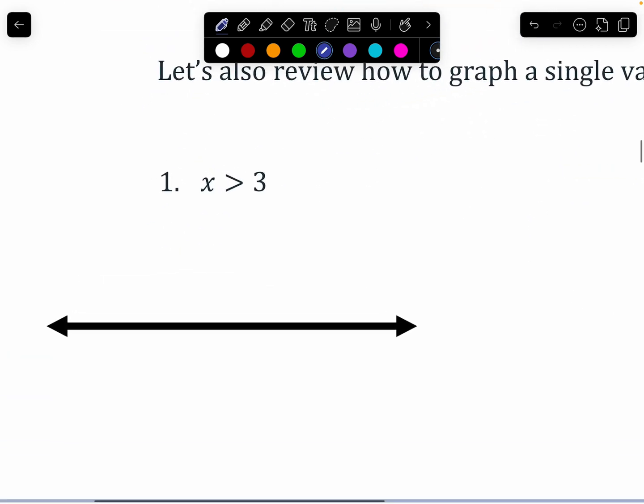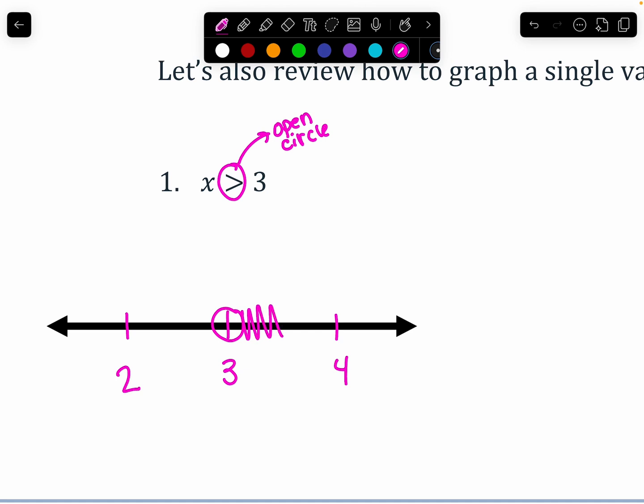So we are going to review how to graph a single variable inequality. You did this a lot in middle school. So we have right here that x is greater than 3. I always put my number in the middle. I put one thing that's bigger than and one thing that is smaller than. We're going to put a circle over 3. Now, the question is, is this circle going to be an open circle or a closed circle? We get that information based on our inequality symbol. Because there is no equal sign, this will be an open circle. And then we read this as x is greater than 3.